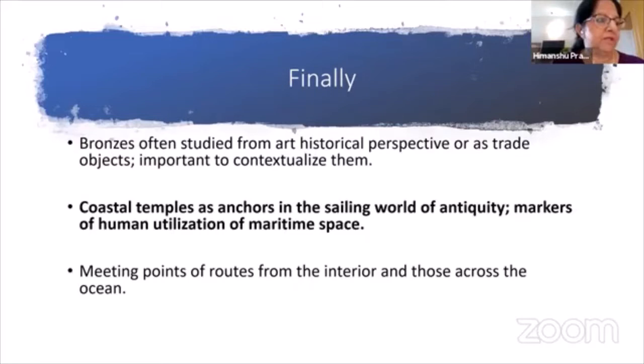These overlapping networks are often conflated to prioritize trading activity, and the material evidence relating to them, such as coastal shrines, ritual bronzes, and the writings of traveling monks, nuns, and Brahmins, often receives short shrift. I would again emphasize it is time to restore the balance. Thank you very much.